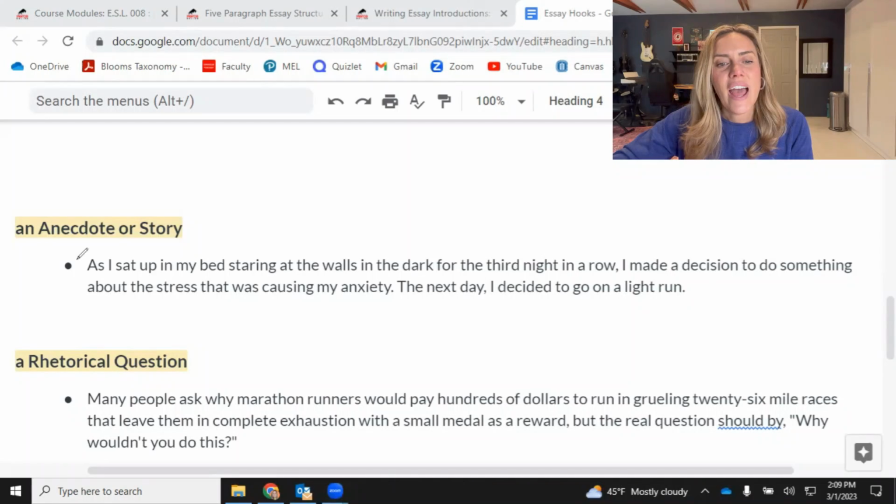Honestly, this is one of my favorite types of hooks that students use because they're always personal and original because it's from the student. So again, imagine I'm writing this paper about the health benefits of running and I start with this hook. As I sat up in my bed staring at the walls in the dark for the third night in a row, I made a decision to do something about the stress that was causing my anxiety. The next day, I decided to go on a light run.